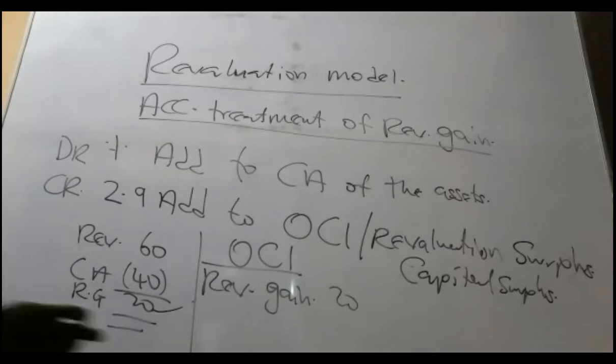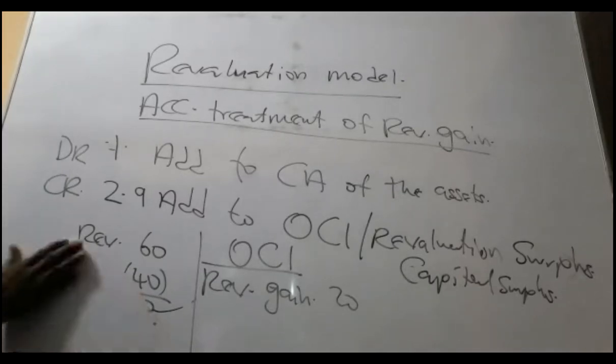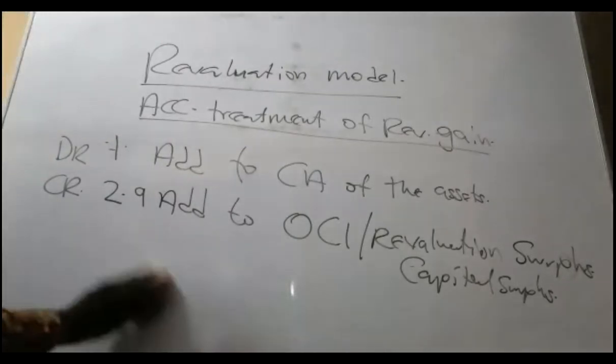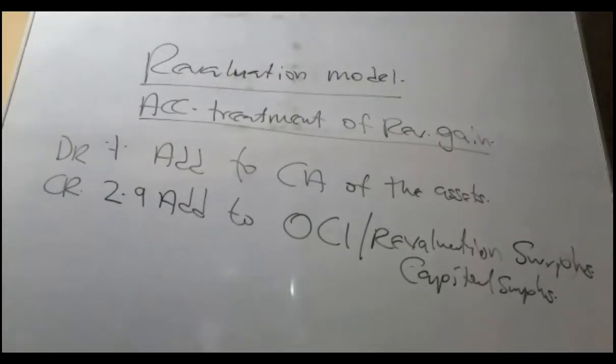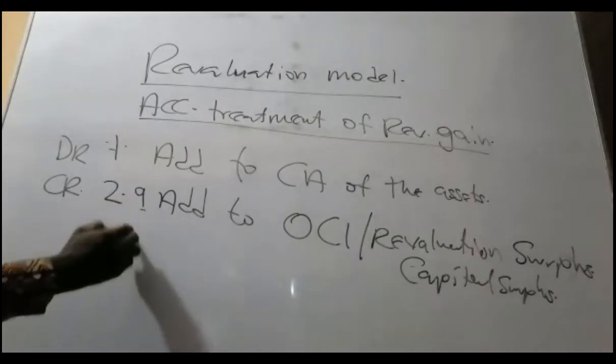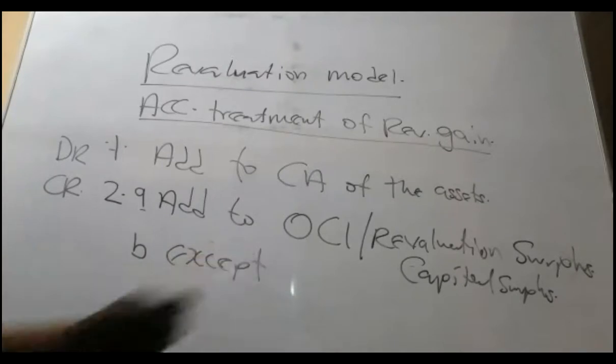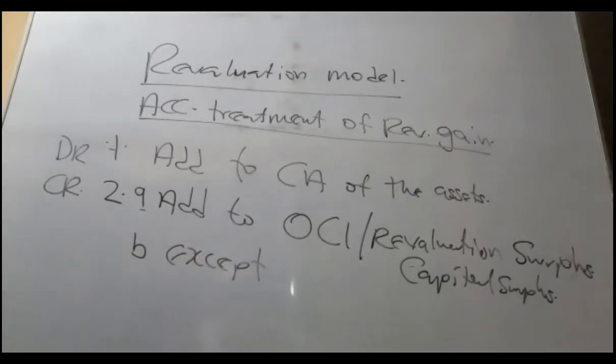Let's go to the exception, especially the second section. There's an exception to it. So add it to the OCI. That's A. B. Except where there was what? Previous loss.